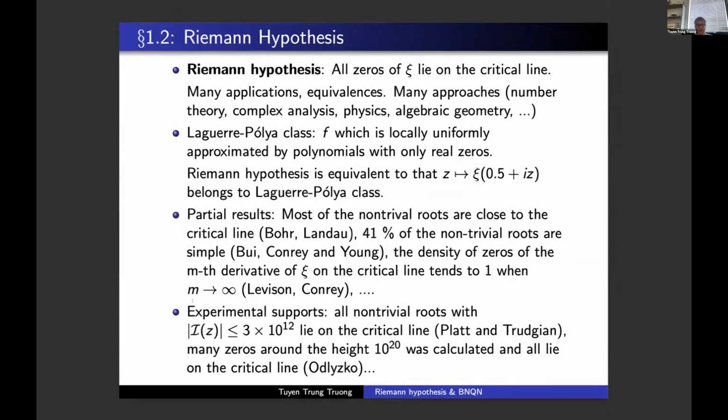We also have experimental support. For example, till now we know that all the non-trivial roots of zeta with imaginary part less than or equal to 3 times 10 to the 12 lie on the critical line, by Platt and Trudgian, and also Odlyzko has calculated many roots of very big height, like 10 to the 20.